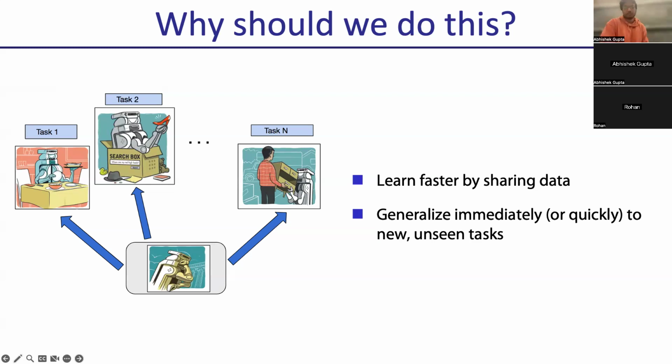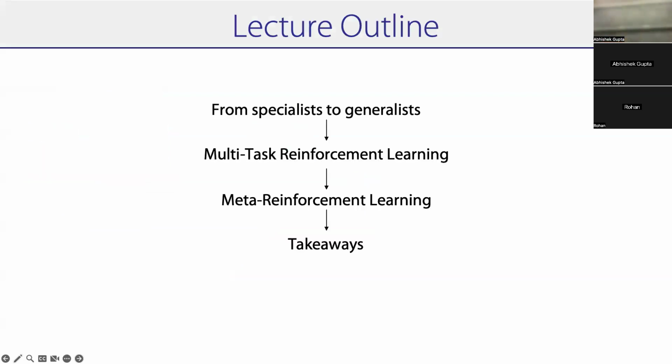Okay, so the outline today: we talked a little bit about the problem setting to go from specialist to generalist. We'll talk about a class of learning methods called multitask reinforcement learning methods. We'll then talk about a class of methods called meta reinforcement learning, which is related but a little different. Multitask is trying to deal with the optimization problems of solving many tasks at once. Meta RL is really concerned with dealing with the K+1 task. And then we'll talk about some takeaways.